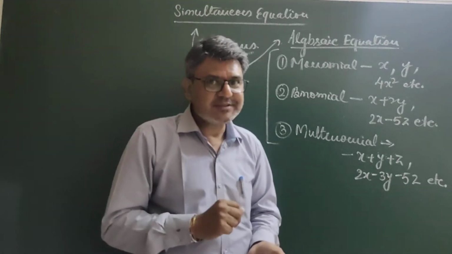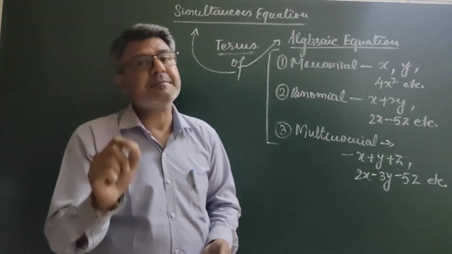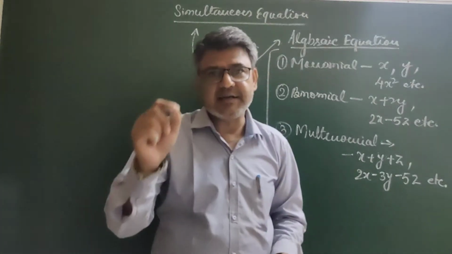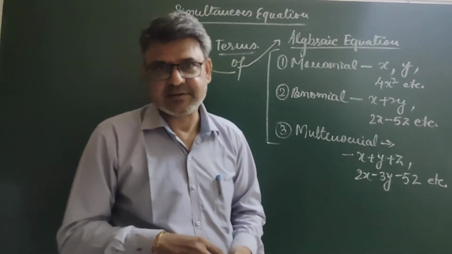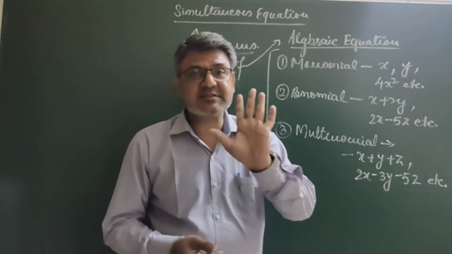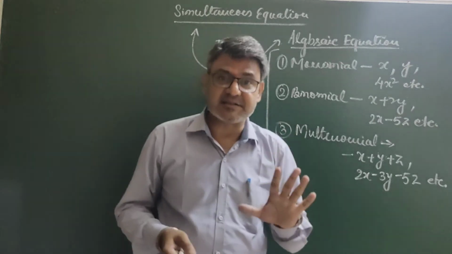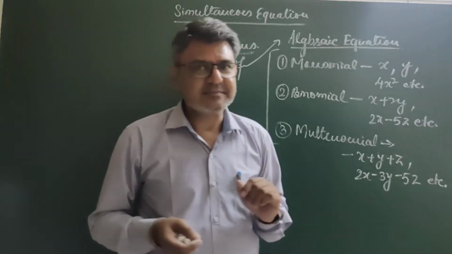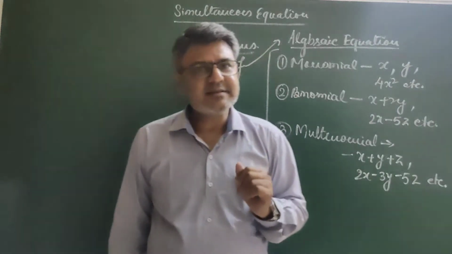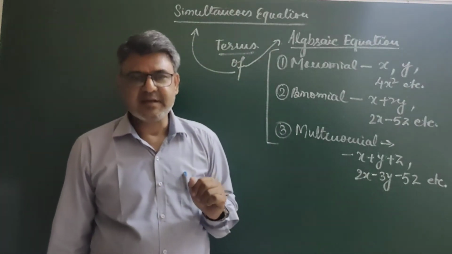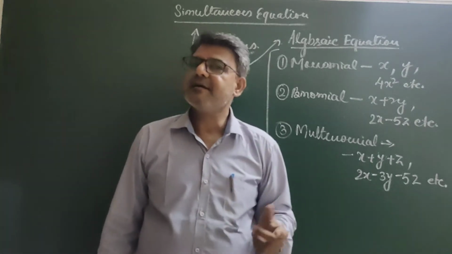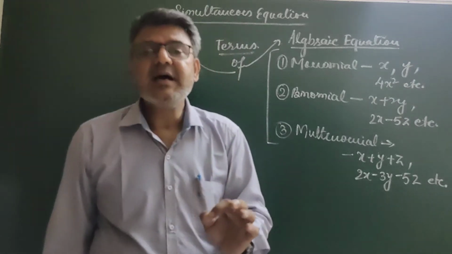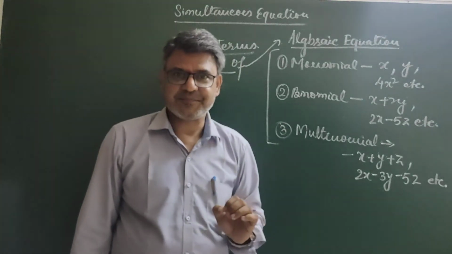Now the second question, how many kinds of methods are used for the calculation of unknown values of simultaneous equation? Total 7 methods are there. First method is graphical method. Okay. Second method is elimination method. Now the third method is comparison method. Fourth is substitution method.